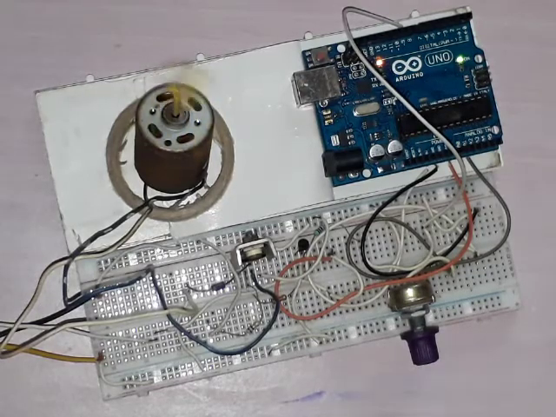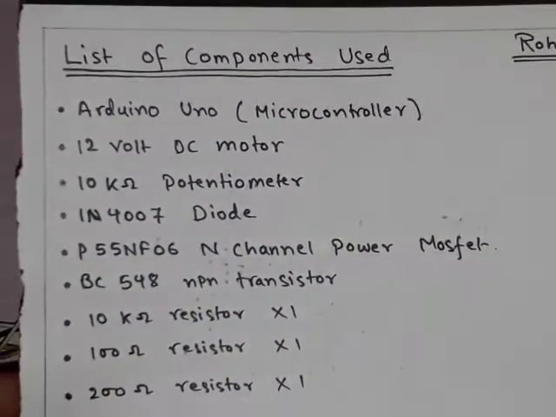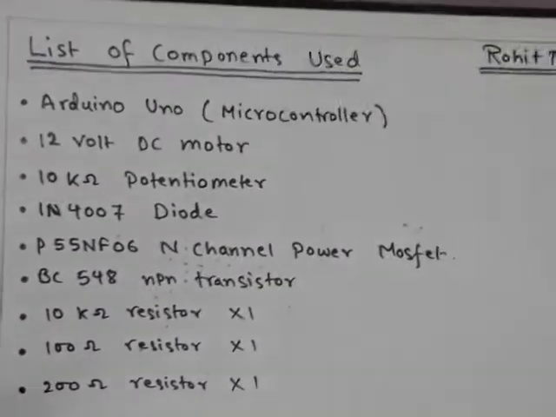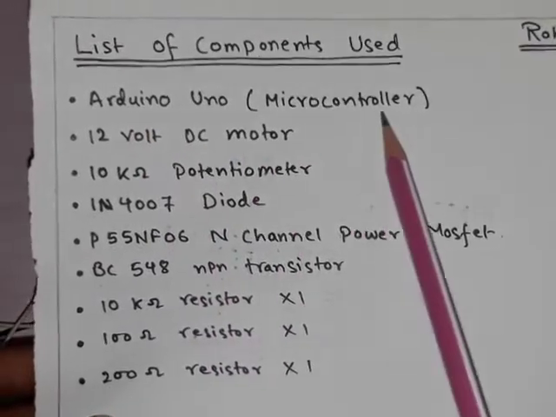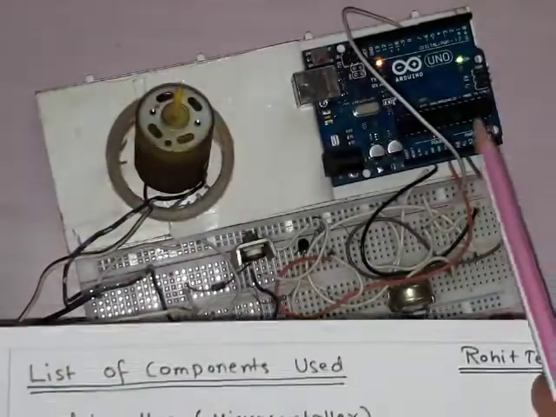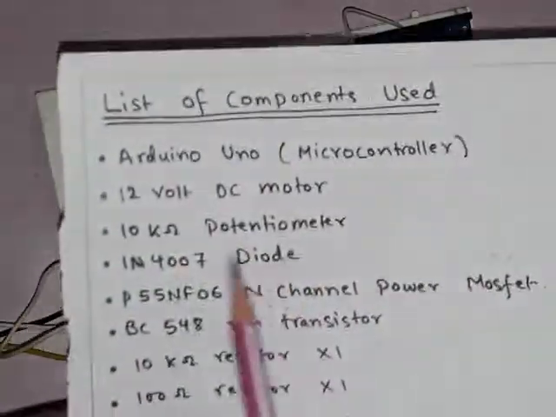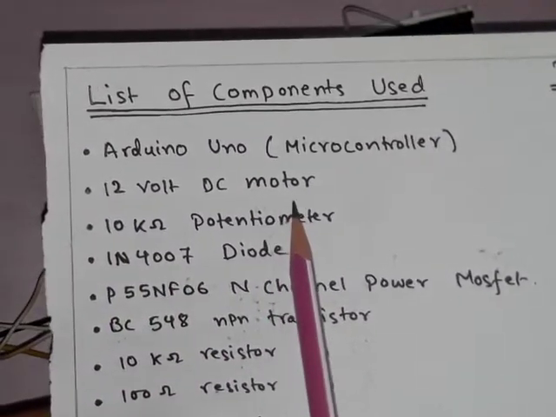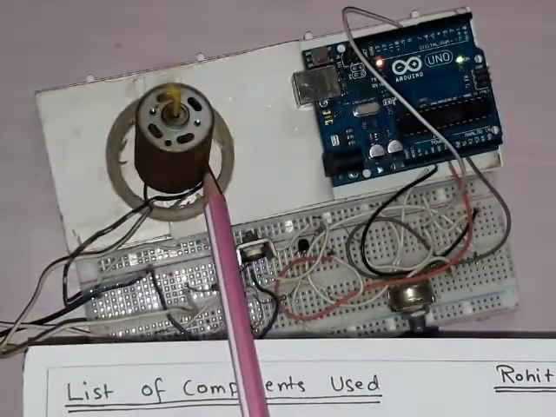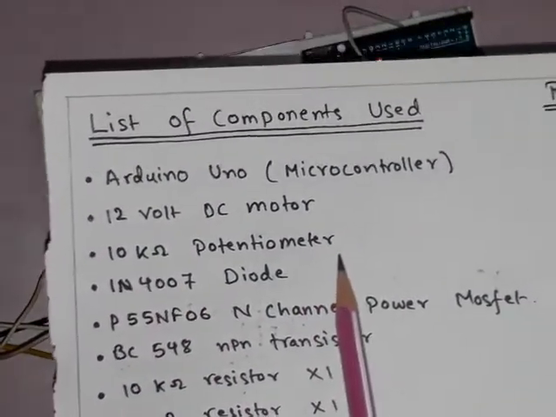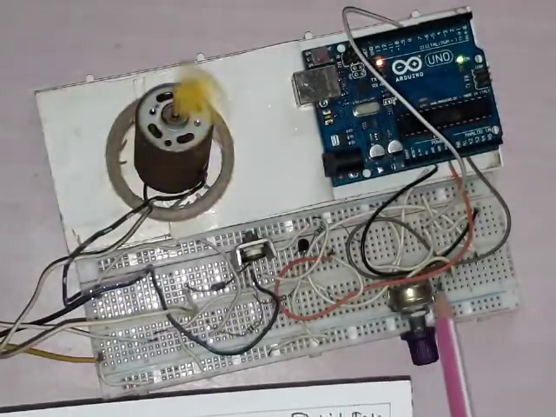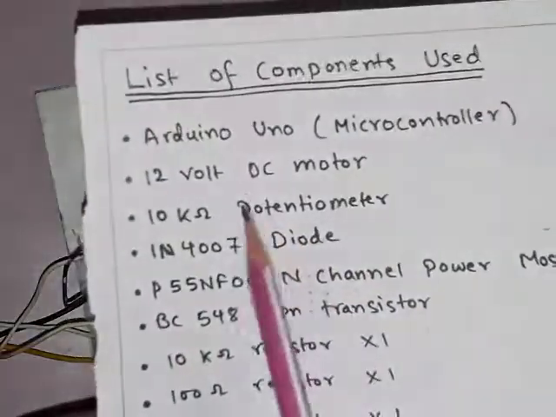Here is the list of the components which I have used to design this project. The first one is the Arduino Uno, that is the microcontroller. Then a 12 volt DC motor, here it is, this one is the motor. Then a 10 kilo ohm potentiometer, this one is the 10 kilo ohm potentiometer.